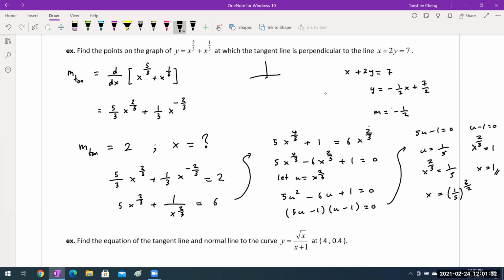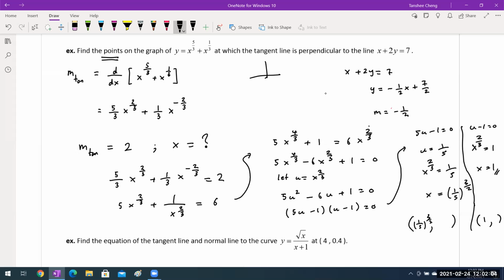But the question is asking for the point where the points are. So I got the x coordinate for 2 situations, right? And I need to find out what my y coordinates are, and I'm going to leave that to you to compute. So I got my x coordinate, 1/5 to the 3/2. You can substitute this into the equation and find out what my y coordinates are going to be, right? By using the calculator. So that part, I'm going to leave it to you.